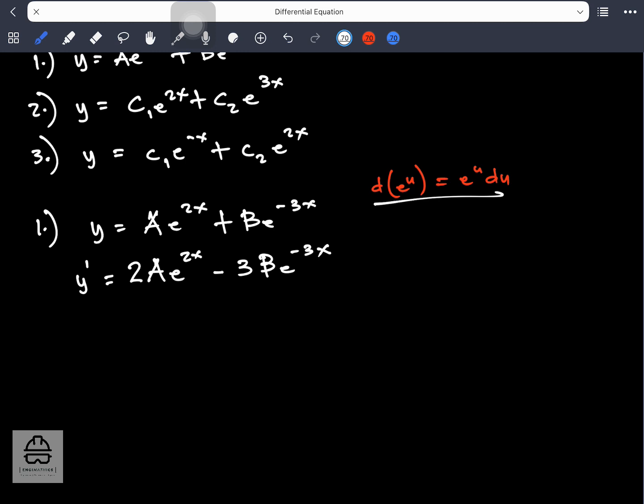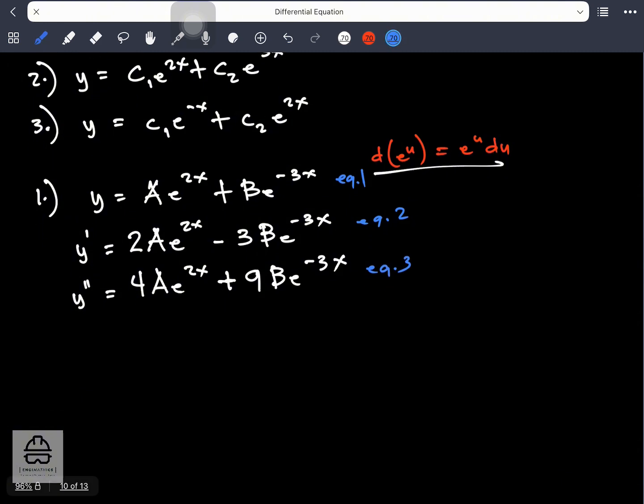But, as I've said earlier, we have two arbitrary constants. It means that we will be deriving this up to the second derivative. Okay? The second derivative, or the y prime prime, is equal to 4ae raised to 2x minus, or plus, not minus, plus 9be raised to negative 3x. Okay? So, we will mark this as our equation number 1. This is our equation number 2. And this is our equation number 3.